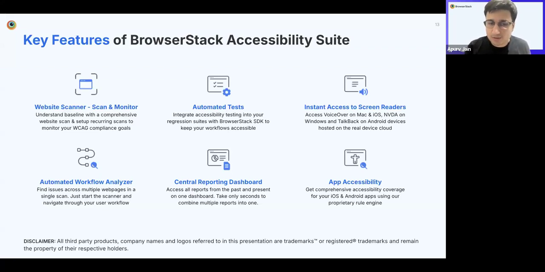And I think the last thing, which is a product that recently went GA, is our app accessibility product. This is, again, a unique offering because there are not a lot of other solutions out there that offer app accessibility testing in the first place, and then offer it in the way we do, which is very seamless. And I'll be covering more of that as we go into the demo.